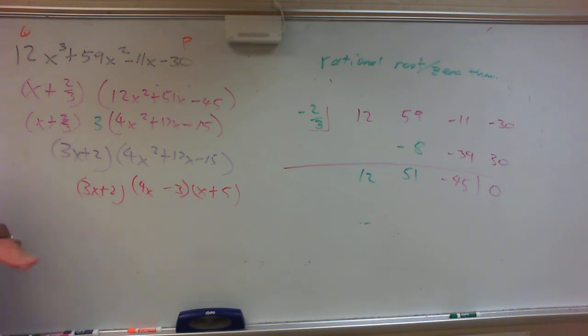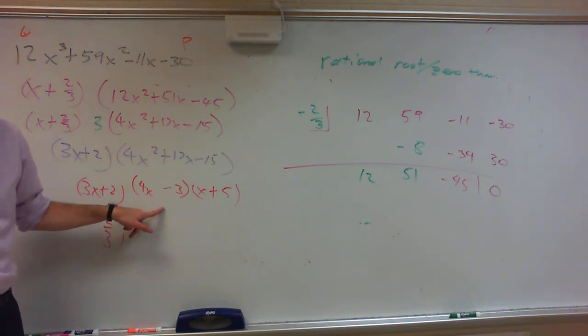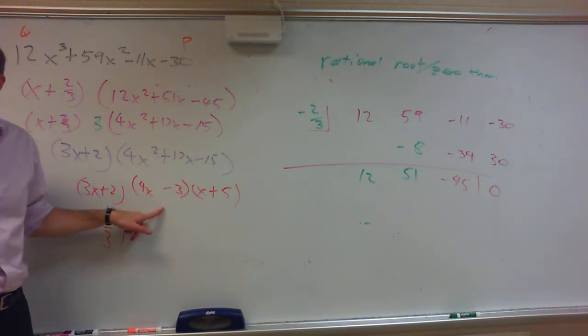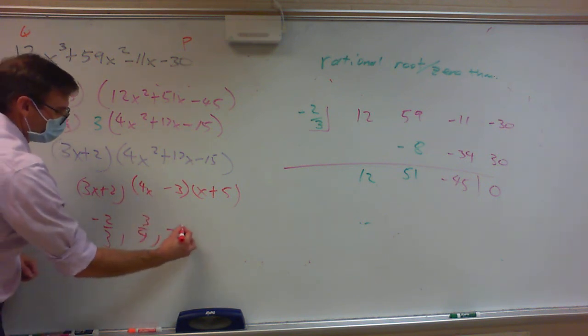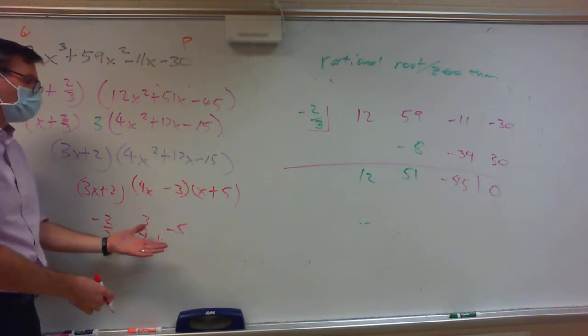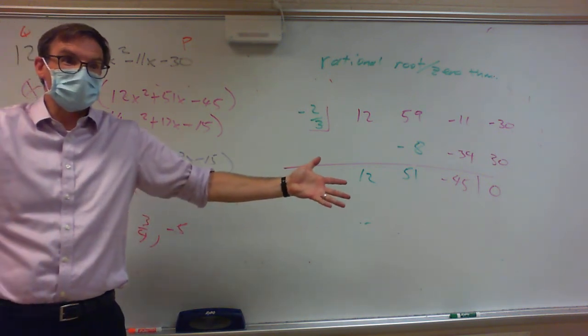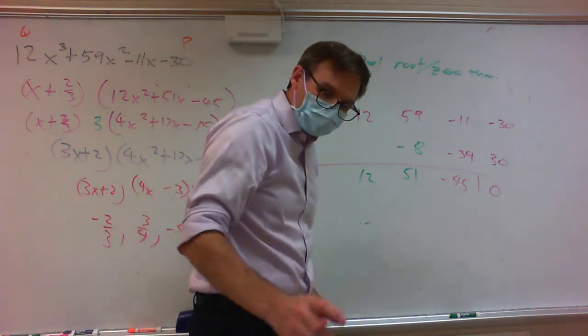Now that it's factored, what are my zeros? Negative 2/3, 3/4, and negative 5. And all of those were in that massive list that we had.